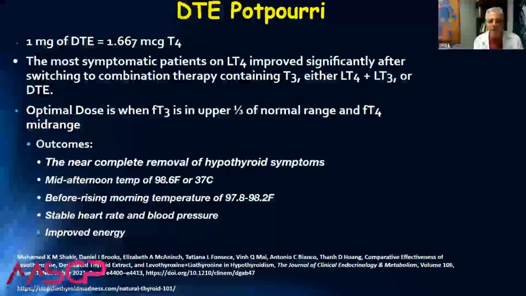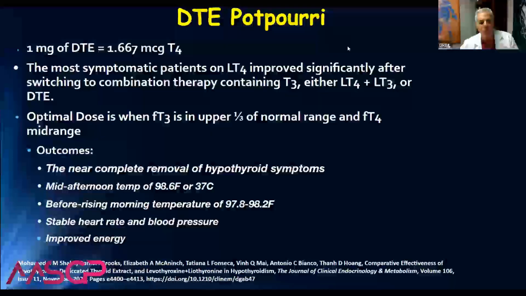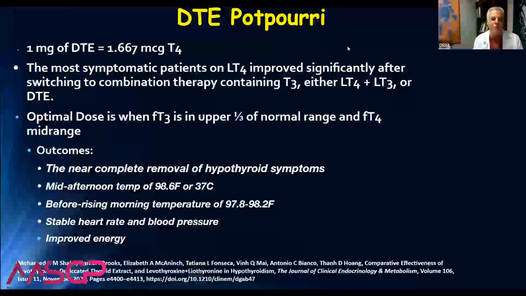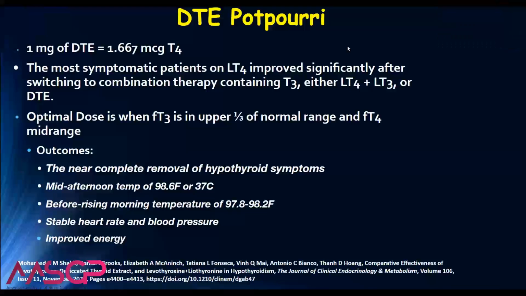So a couple of tips for desiccated thyroid. 1 milligram of desiccated thyroid is 1.667 milligrams of T4. So 60 milligrams of your thyroid combinations, NP Thyroid and Armour Thyroid are the two commercial ones still around, or compounded, is equivalent to 100 micrograms of T4. The most symptomatic patients on T4 will show significant improvement after switching to a combination. Optimal dosing is when the free T3 is in the upper third of the normal range and free T4 is mid-range.